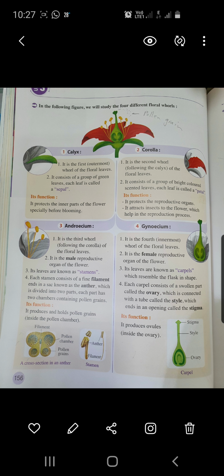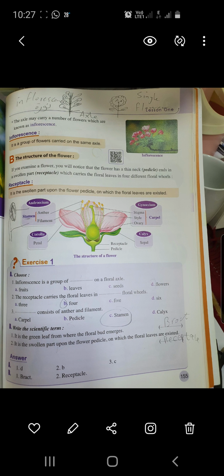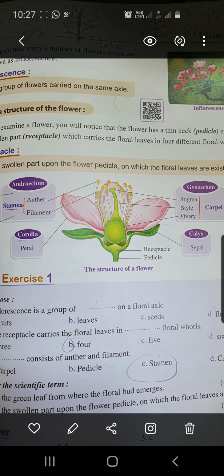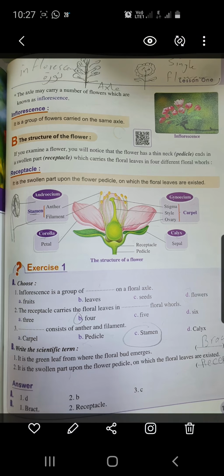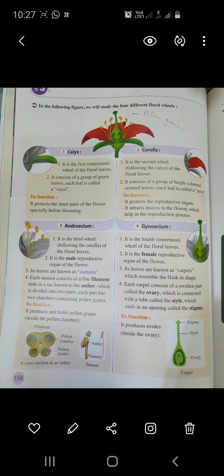Continue our lesson, Reproduction in Plants. If you remember, we have studied the structure of the flower, and we said that the flower is the organ of sexual reproduction in the plant. We are going now to continue.